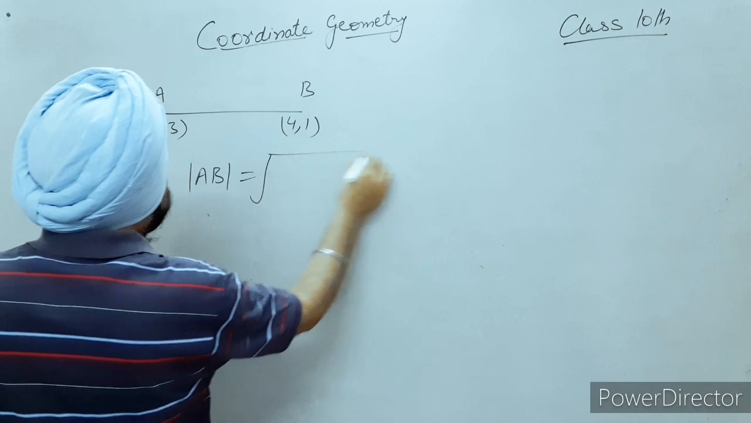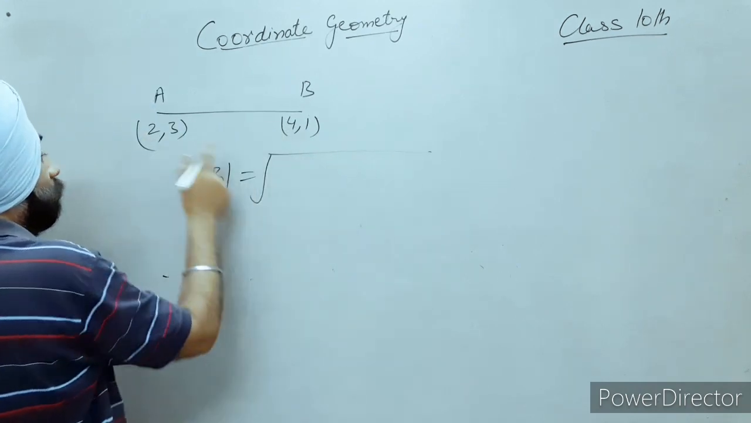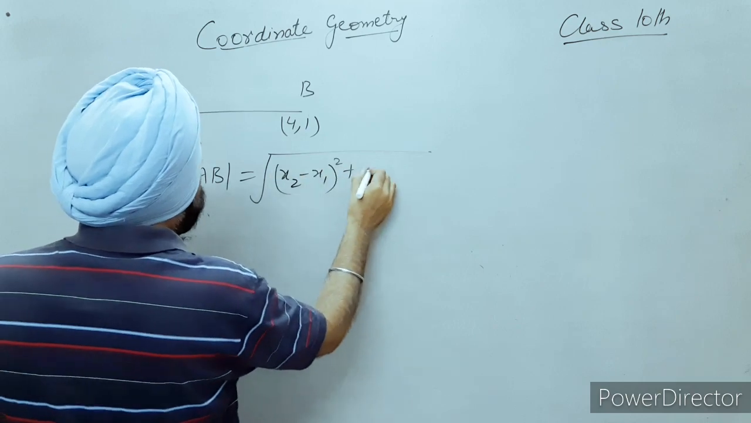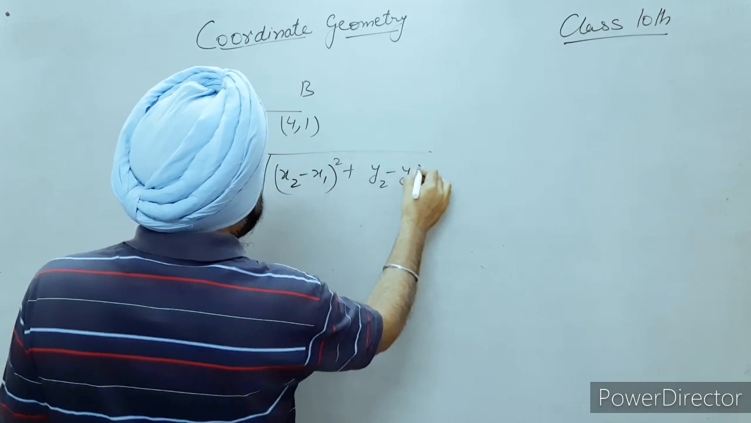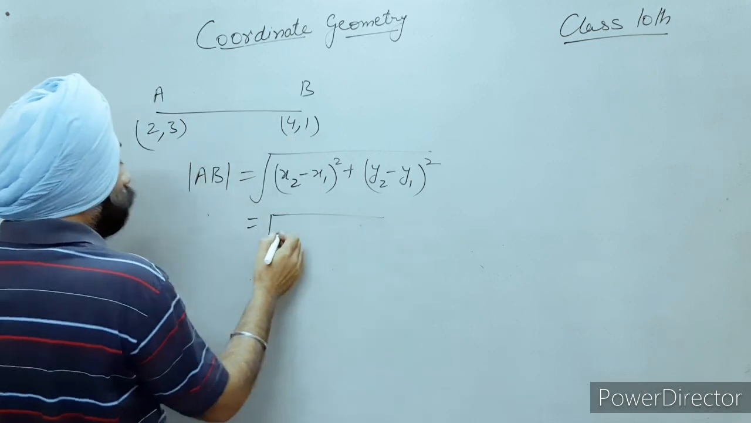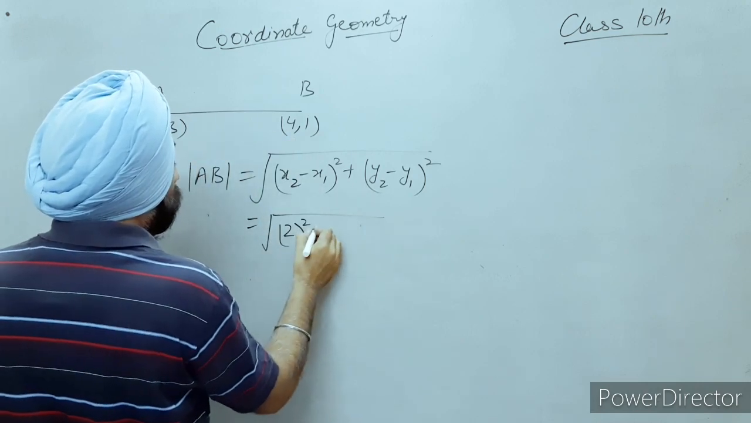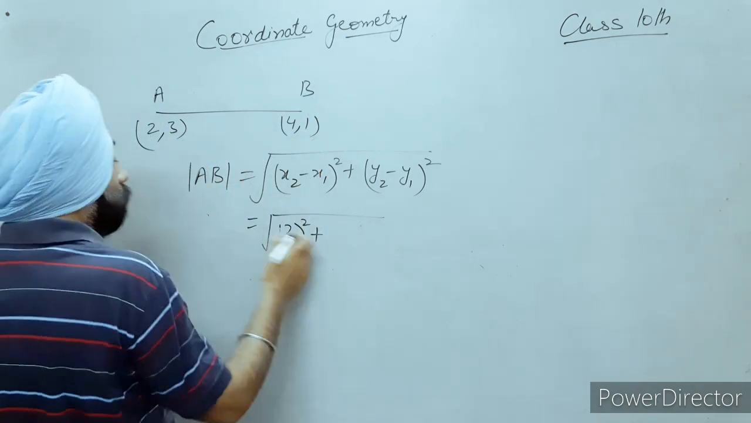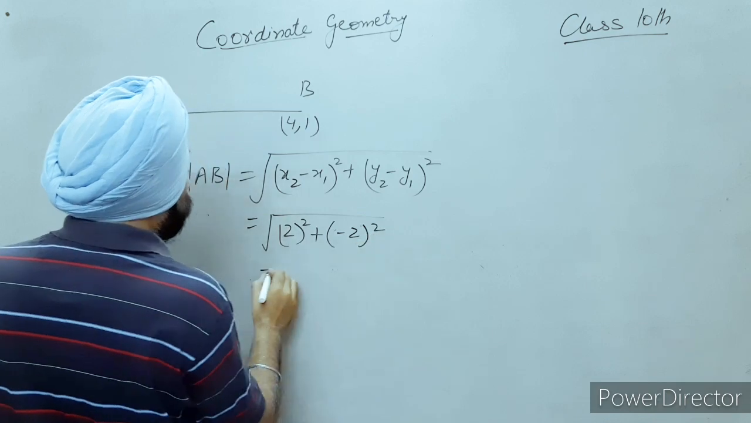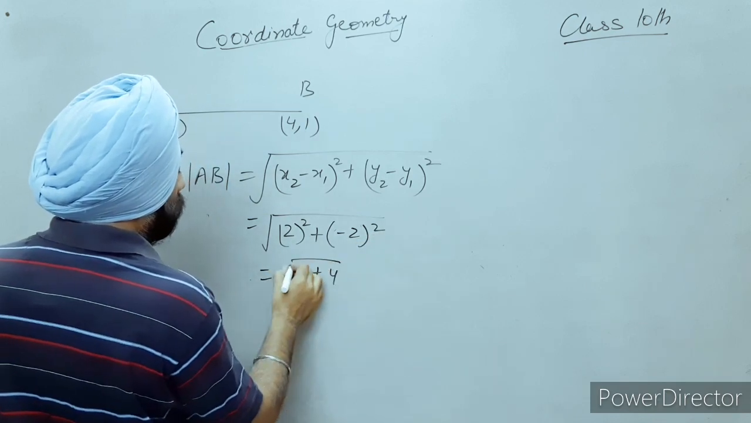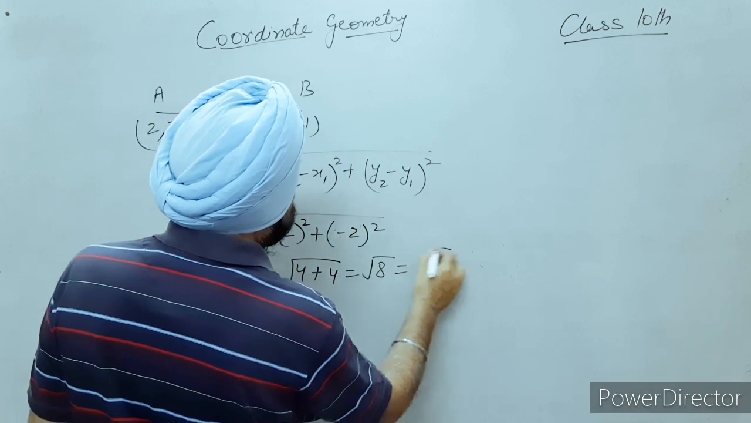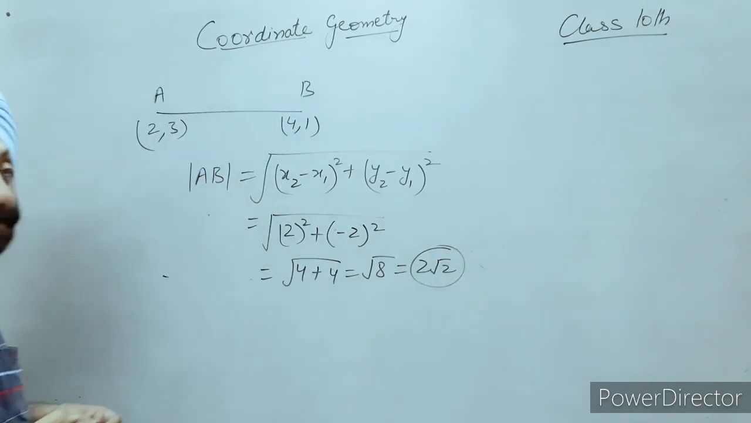Now apply the distance formula. x2 minus x1 square plus y2 minus y1 square. This is x2, 4 minus 2, that is 2 the square, plus 1 minus 3, that is minus 2 whole square. I get 4 plus 4 under the root, that is under root 8. So it is 2 under root 2 is the distance between these points A, B.